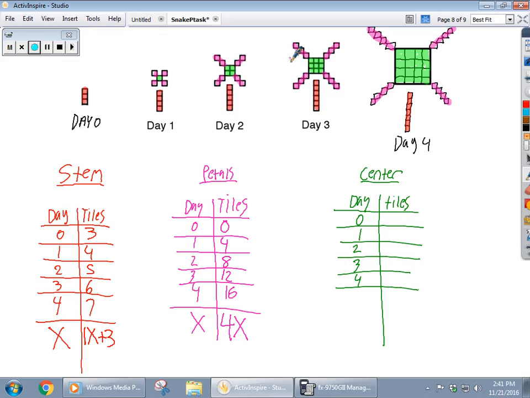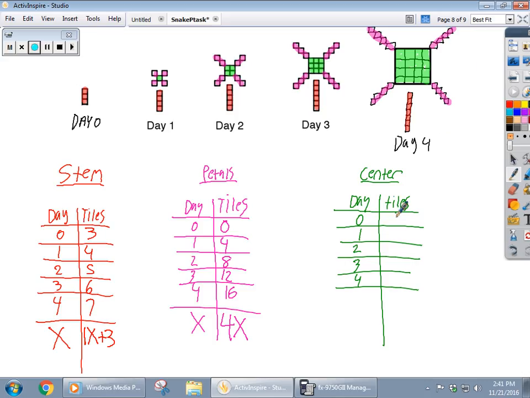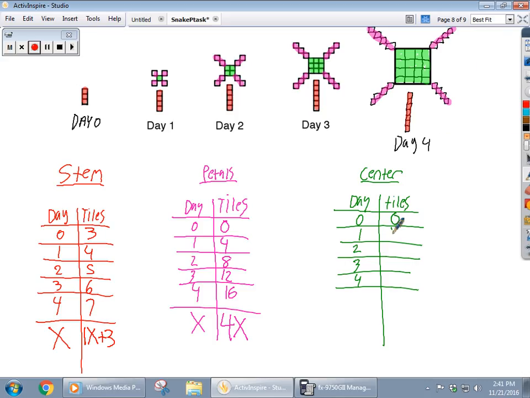Now finally, let's take a look at the center. So filling some of these things in, the center is 0 for day 0. For day 1, the center is 1. For day 2, the center is 4. For day 3, the center is 9. For day 4, the center is 16. We're looking for day x.